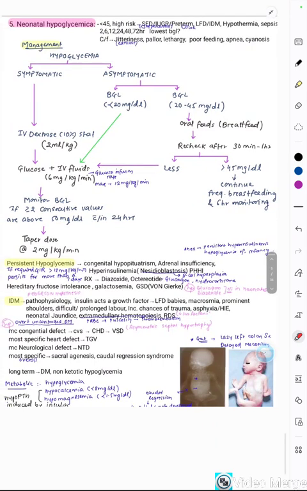In case of neonatal hypoglycemia, serial blood glucose monitoring should be done at 2, 6, 12, 24, 48, and 72 hours. The earliest clinical feature is jitteriness, followed by pallor, lethargy, poor feeding, apnea, and cyanosis.